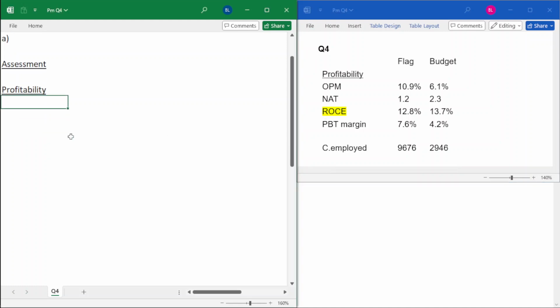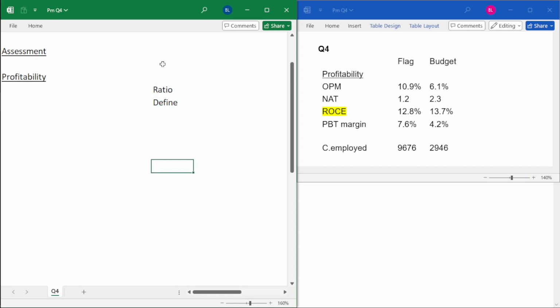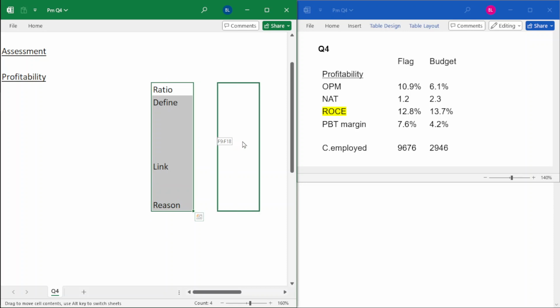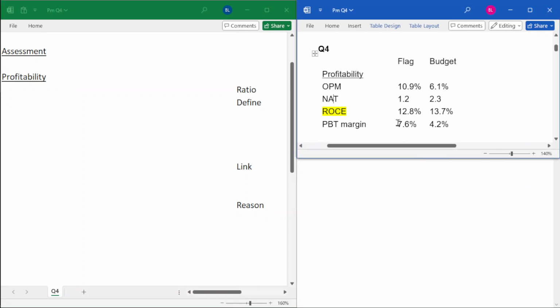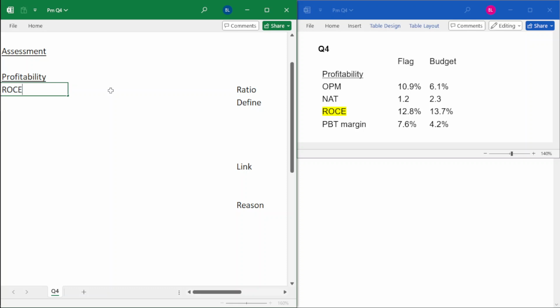So remember just now the technique. First is the ratio, then we need to define it, then we need to link, then we also put a reason. So put the ratio here. We'll talk about ROCE ratio. So which one is higher? Budget. Budget ROCE is higher than flag.